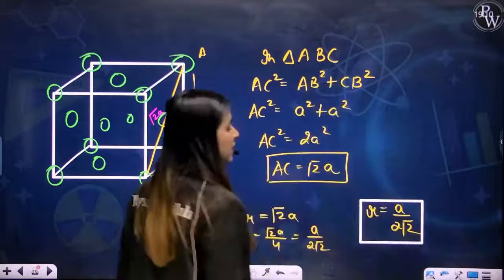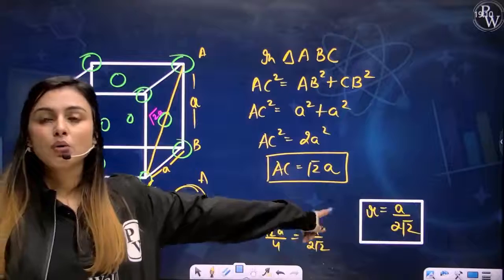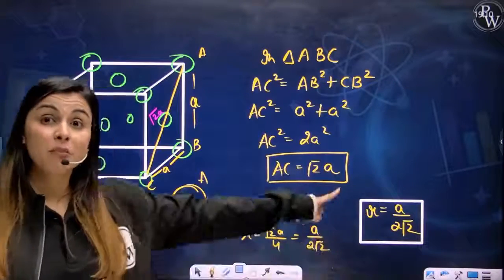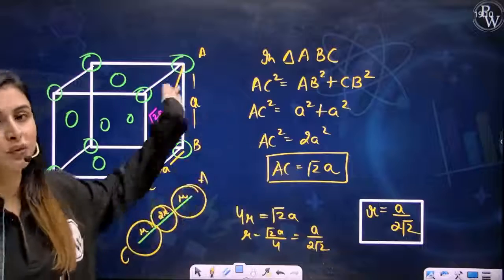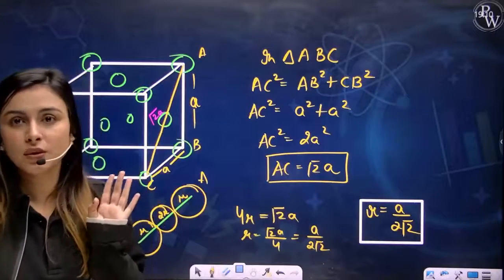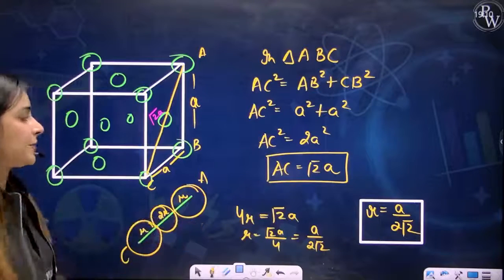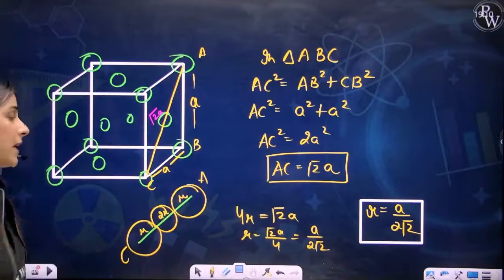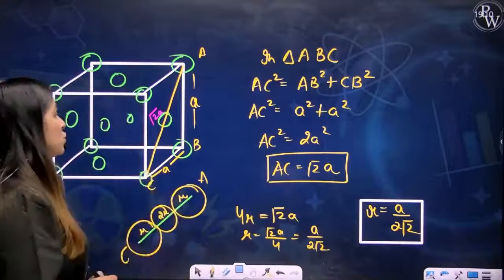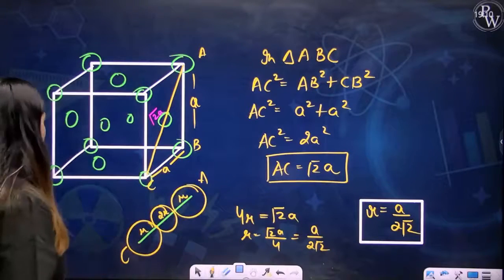So this is the relation that we have found out between R and the edge length for a face-centered unit cell. You need to remember these relations, or at least you need to find out these relations, because questions will be asked based on this. Okay, perfect. I hope you're clear with this. Yes. So R is equal to A by 2 root 2. Okay. Yes. So now, my dear students, we'll calculate the packing fraction.